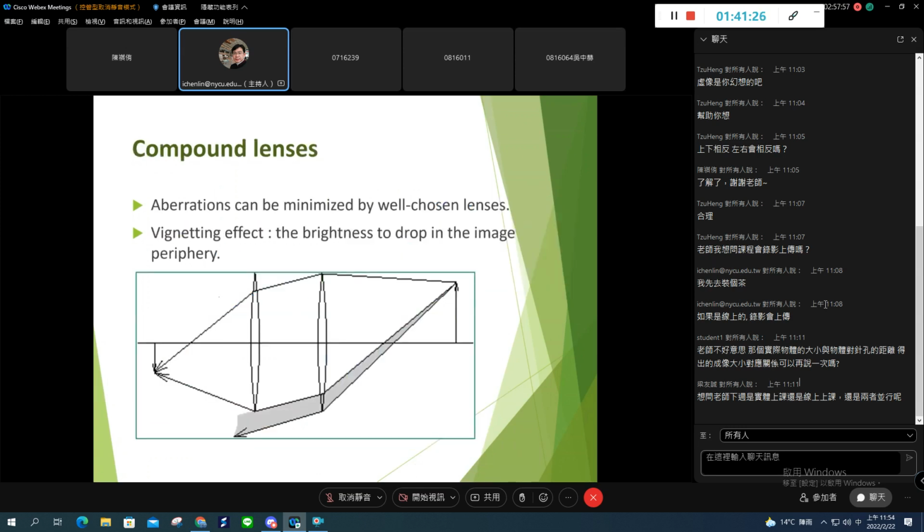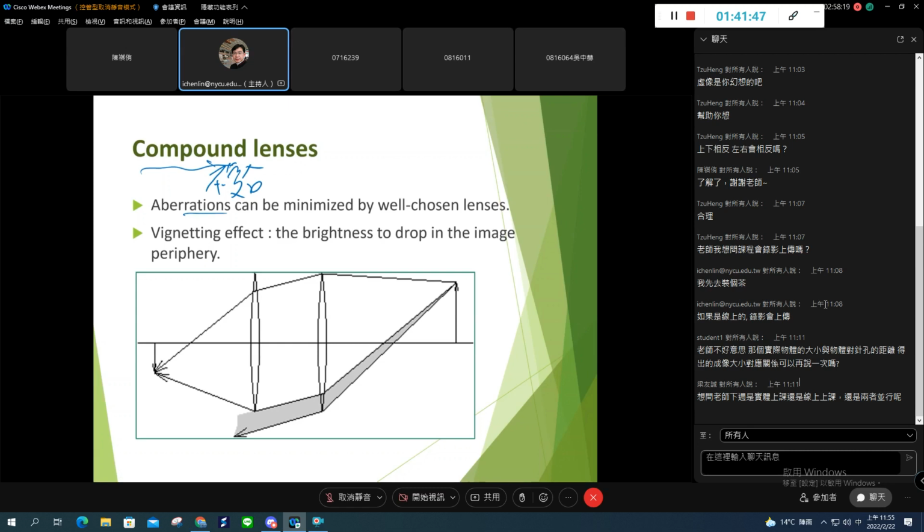So for real cases, we usually have to use compound lenses, for instance, multiple lenses. Compound means 复合, right? So you have to use compound lenses, carefully design those lenses and try to minimize those aberrations.